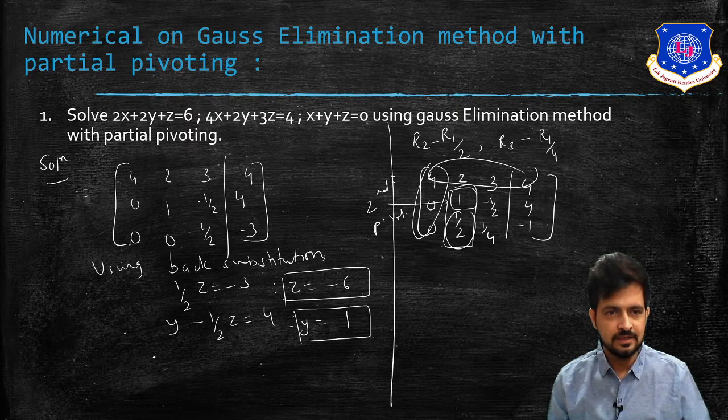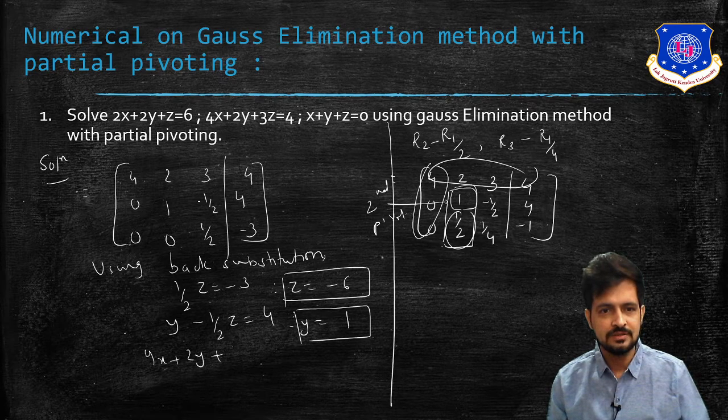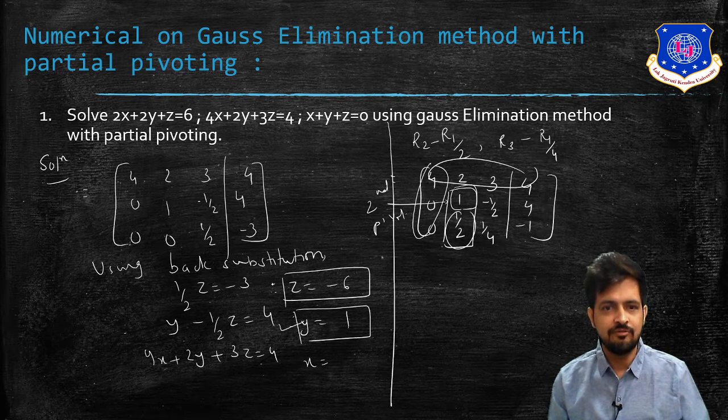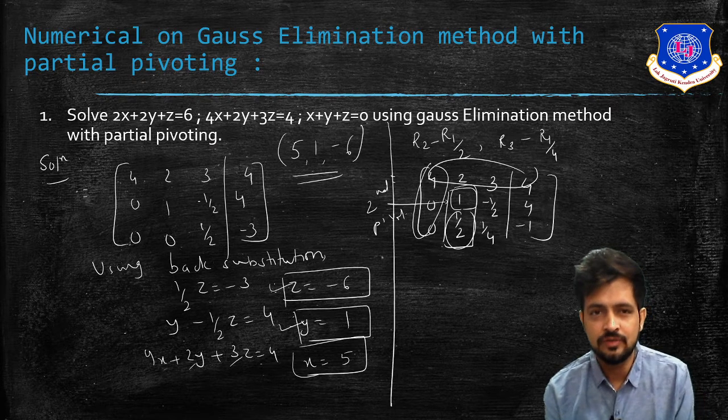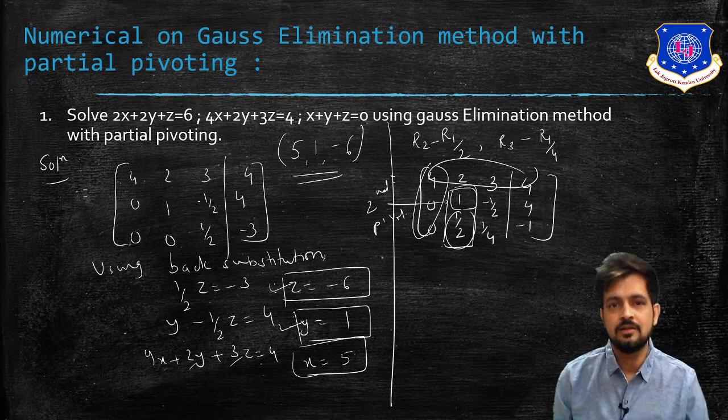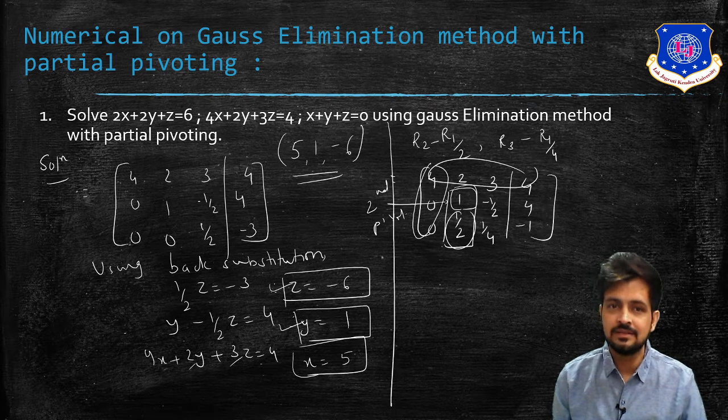And the third, 4x plus 2y plus 3z is equal to 4. After placing the value of y and z in this equation, you will get the value of x as 5. So my solution is 5, 1 and minus 6. This is the solution of the required system, 5, 1 and minus 6.